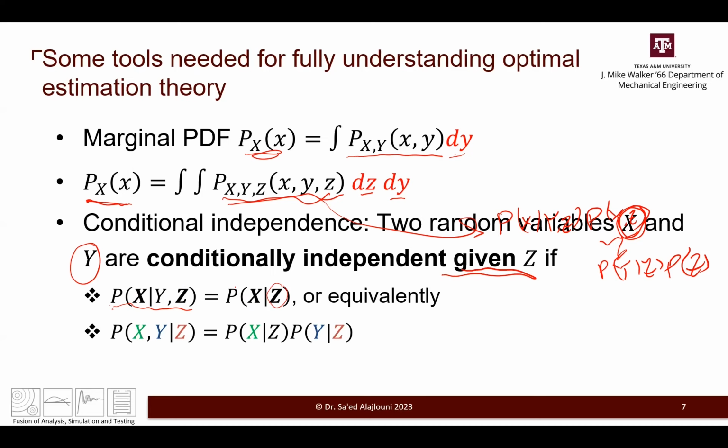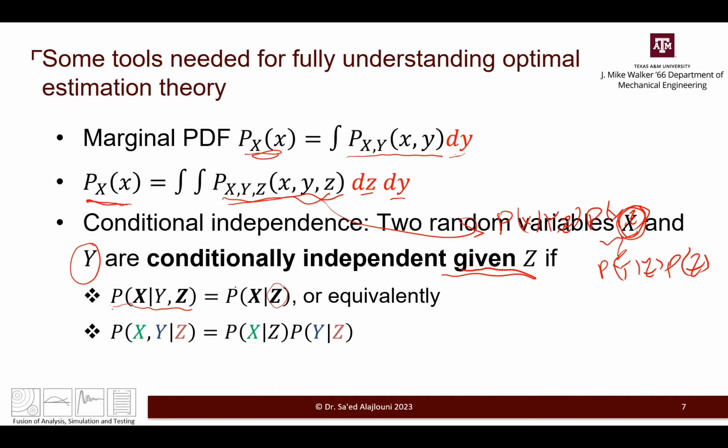So y is redundant. Given z, y does not provide any additional information about the probability of x. So that means that x and y are conditionally independent given z.